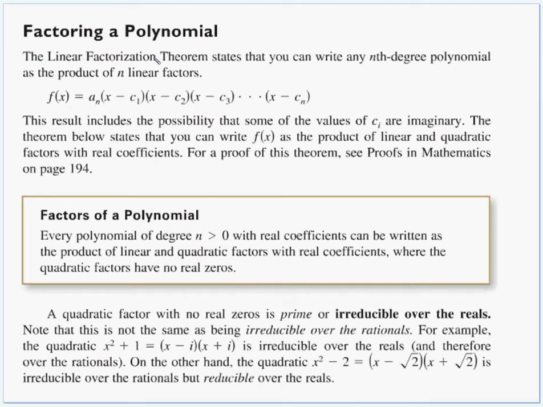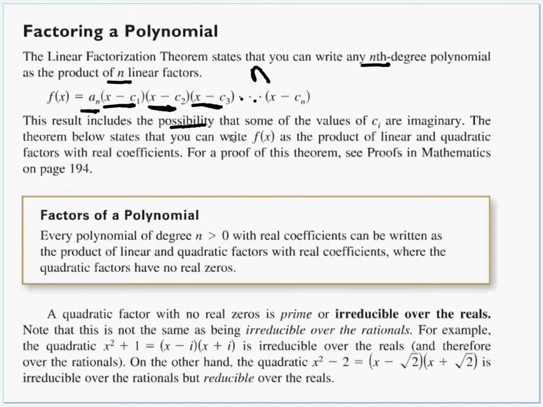And the book says the linear factorization theorem states we can write any nth degree polynomial as a product of n linear factors. So, there might be a constant out here, a sub n, but we're going to have x to the first plus or minus a number, x to the first plus or minus a number, x to the first plus or minus a number, dot, dot, dot. We're going to do that n times. Whatever our highest exponent is, that's how many of these linear factors we can break it down into. This result includes the possibility that some of the values of c are imaginary.